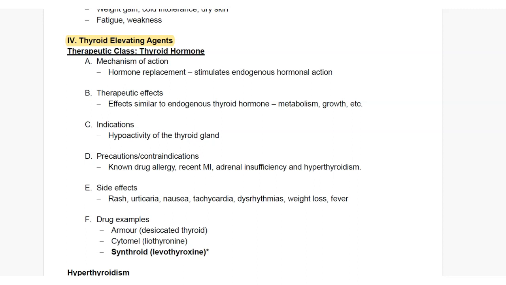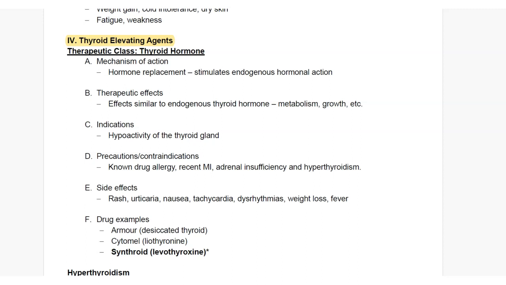Precautions and contraindications. Of course, we're not supposed to administer it if a patient is allergic to it, if they had a recent MI, because that can add stress to the heart, as well as adrenal insufficiency and hyperthyroidism.